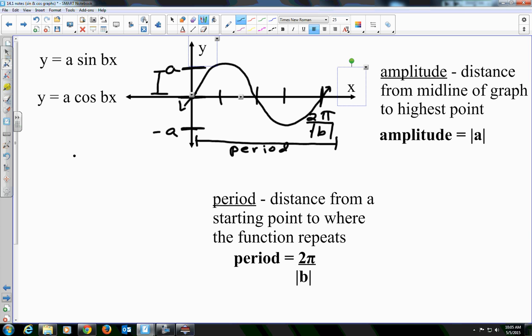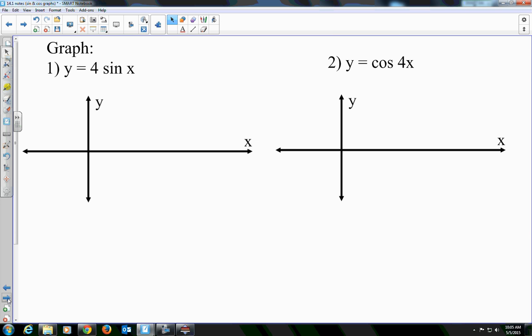Okay, we got it? We're ready to move on? Okay, I got 2 examples, and then I'm going to let you go to work graphing these. Oh, we do have to take a quiz today, too. Okay.